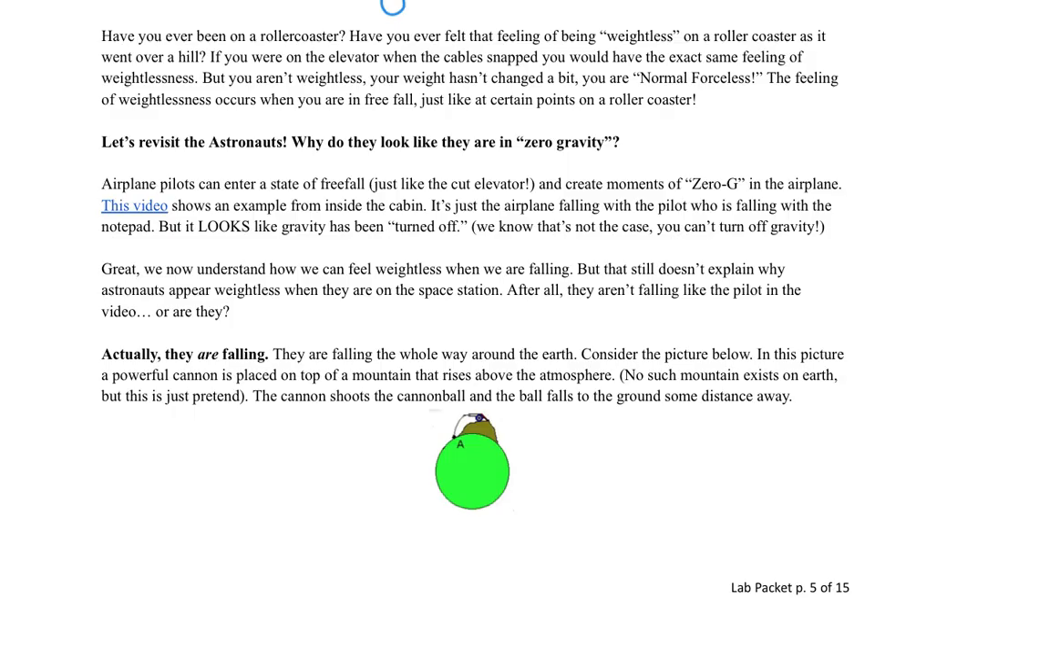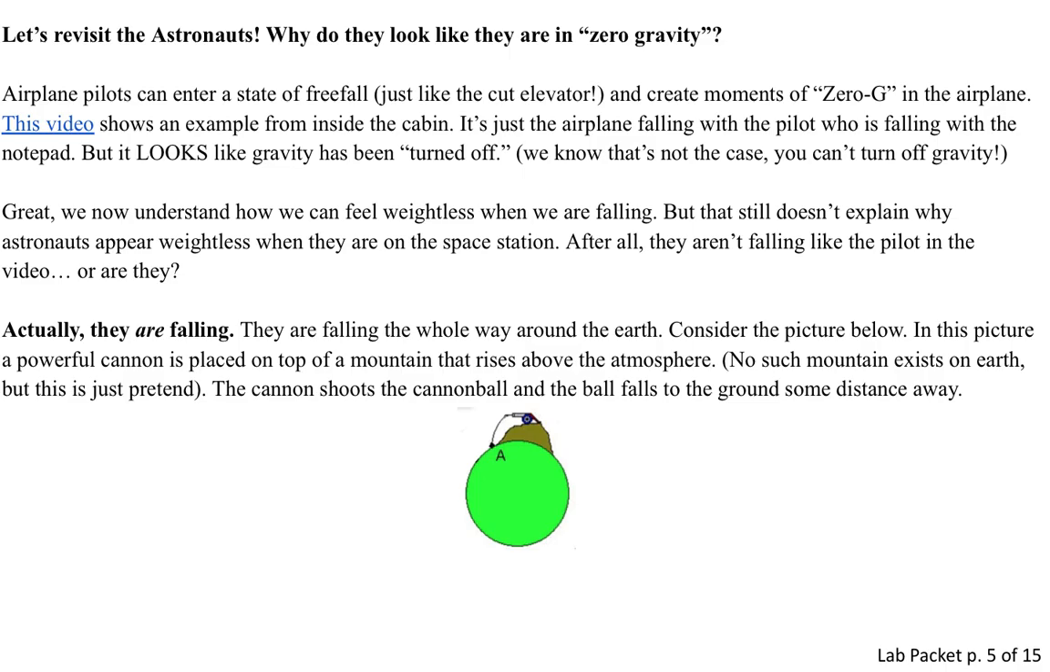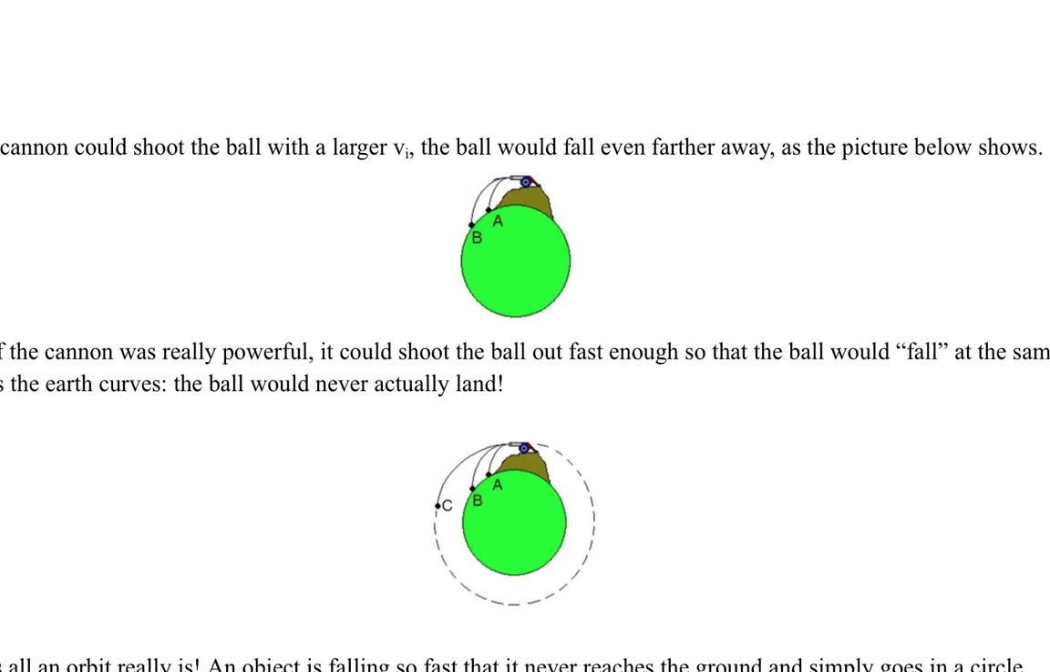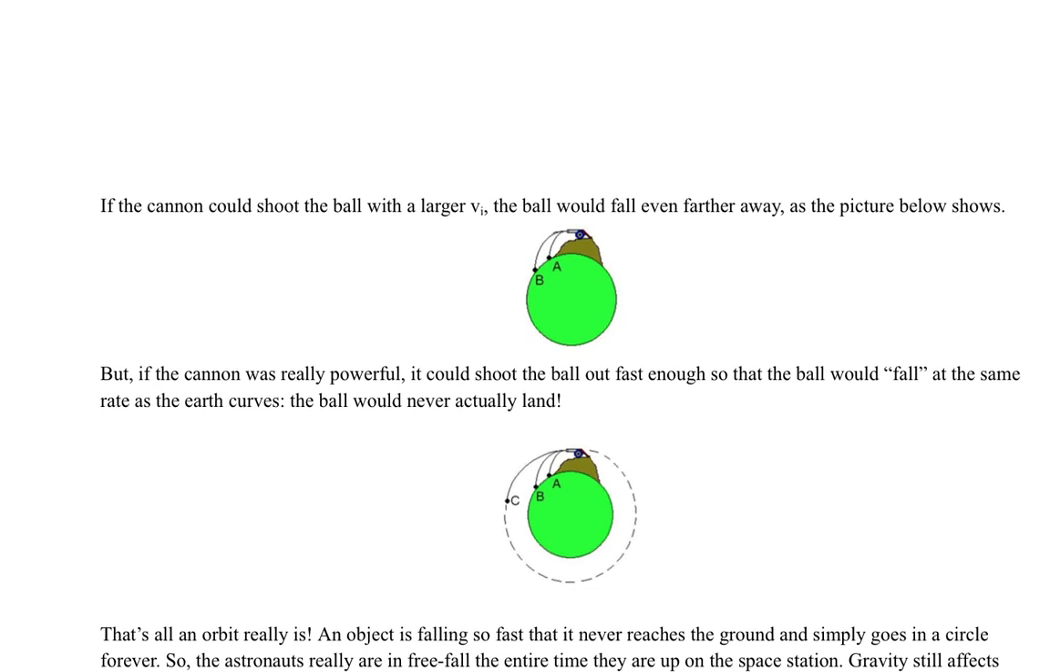So let's take a look. This is the Earth in green, and this is just a thought experiment. We have a really large, tall mountain, and at the top of the tall mountain we have a cannon. From the cannon we shoot a cannonball, and the cannonball goes out and lands at point A. Then we get a stronger cannon, and we shoot the cannonball out even faster. Now the cannonball doesn't land at point A, it goes all the way to point B. And if we could shoot it even faster, it might land all the way over here, maybe at point C.